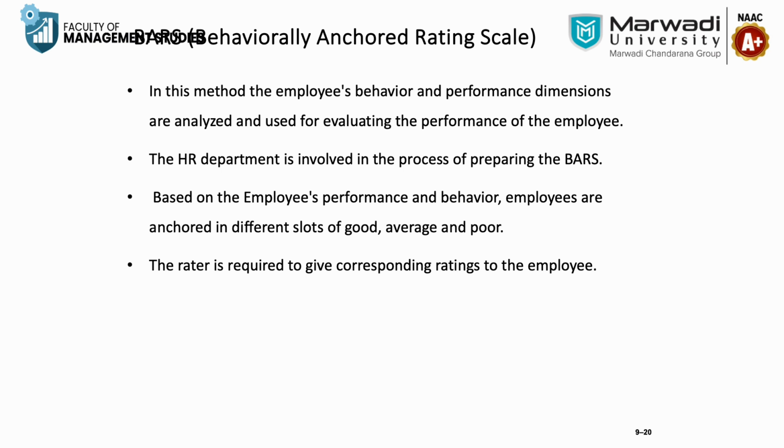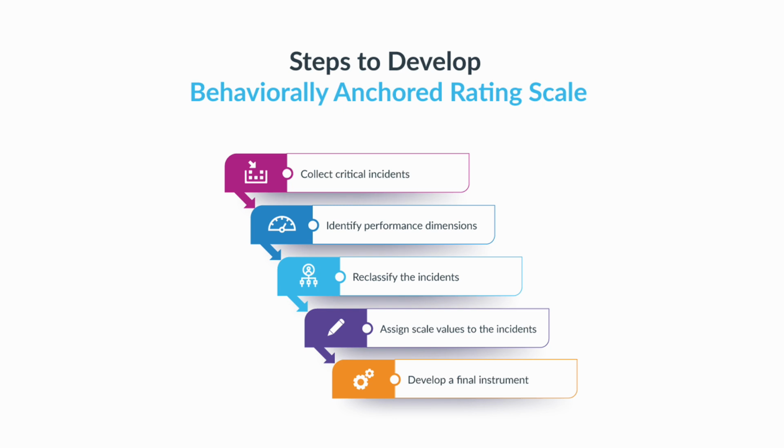Now let me show you some steps through which we can develop the BARS in the organization. Please go through these steps. Now we're going to discuss how to develop BARS, which is mostly done by HR. There are 5 steps in preparing BARS. Number 1, collect critical incidents. So the first thing you do is collect all the critical incidents, like the example I gave you of how a fire broke out at one of the places. That is a critical incident.